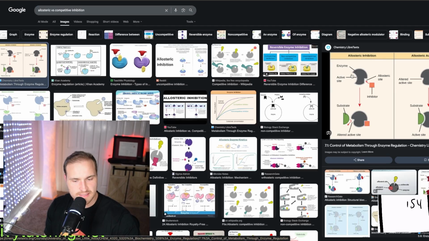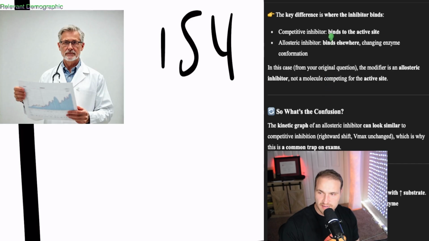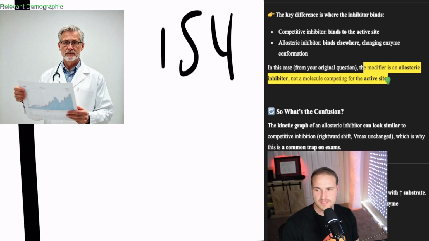So here's allosteric inhibition. It alters the active site. Here are the differences between competitive, uncompetitive, non-competitive, and mixed. The Vmax always goes down except for competitive. And here, the effect on the Km is increased, and it's binding to the enzyme. That's competitive inhibition. And it's important to know in competitive inhibition, you're binding to the active site, and allosteric, you're binding elsewhere. So here we have an allosteric inhibitor, not a molecule that's competing for that active site.